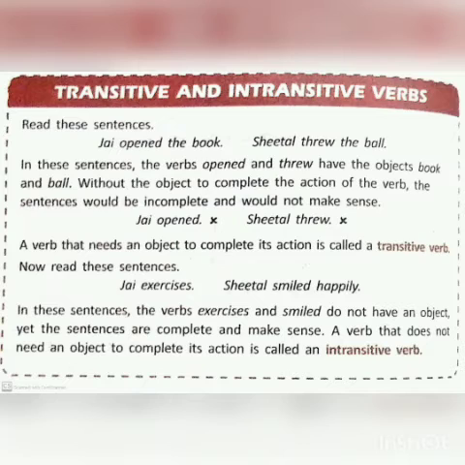Now read these sentences. Jay exercises. Sheetal smiled happily. In these sentences, the verbs exercises and smiled do not have an object, yet the sentences are complete and make sense. A verb that does not need an object to complete its action is called an intransitive verb. So a transitive verb means a verb which needs an object to complete its action. That means in the sentence there should be an object.